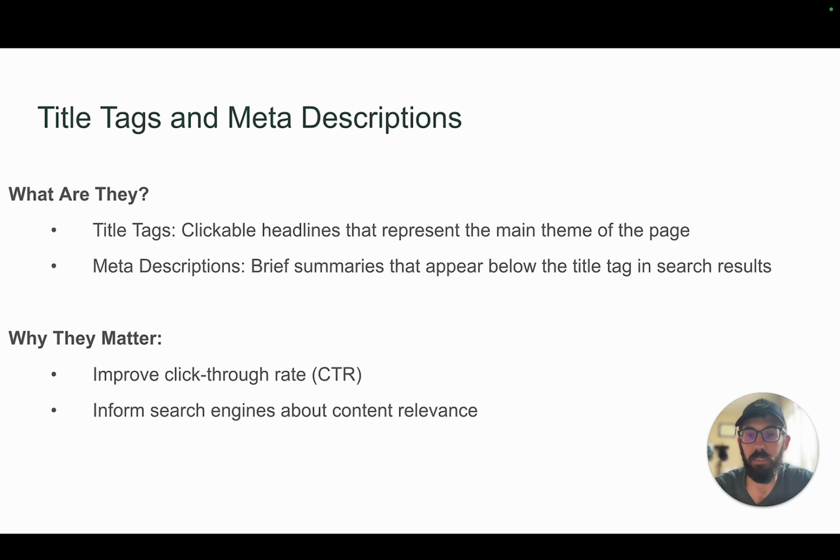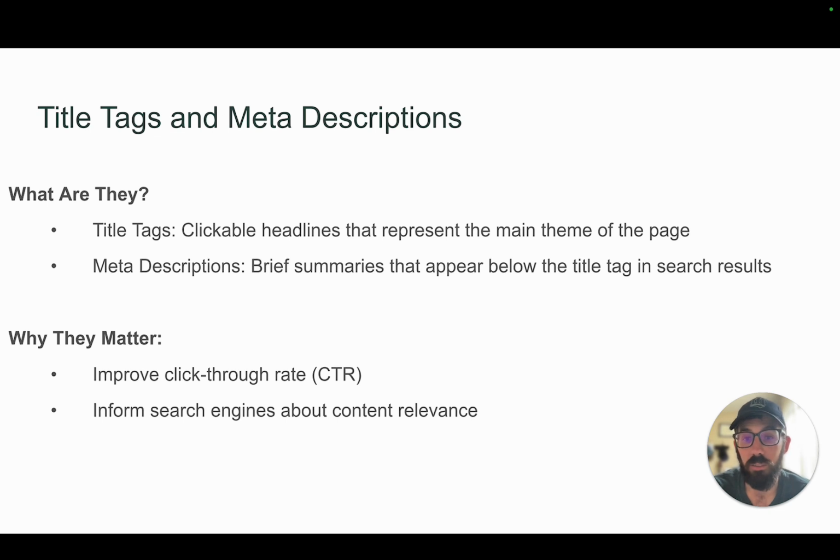What they are: title tags are clickable headlines that represent the main theme of a page. I'll show an example of this in a second. And meta descriptions are brief summaries of what appears on that page. Why do they matter? They can help improve click-through rate. So if you had a title tag that was "the best dog bone" versus "the top 5 best dog bones," studies show that if you include numbers within title tags, that tends to improve click-through rate. And if more people are clicking on your title, that sends positive signals to search engines. So anyway, they can help improve click-through rate.